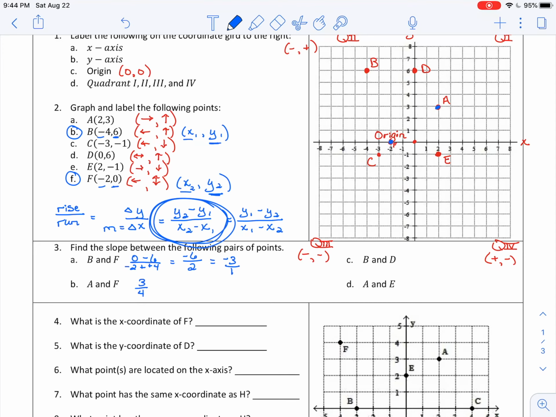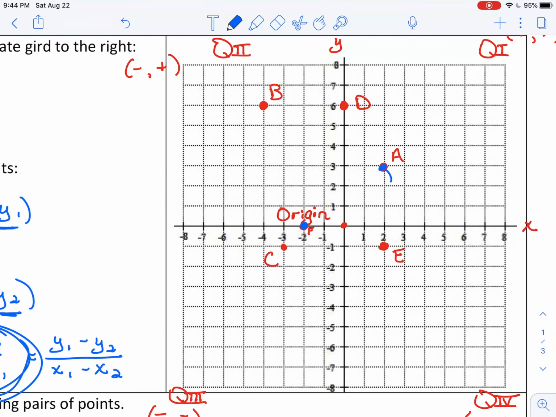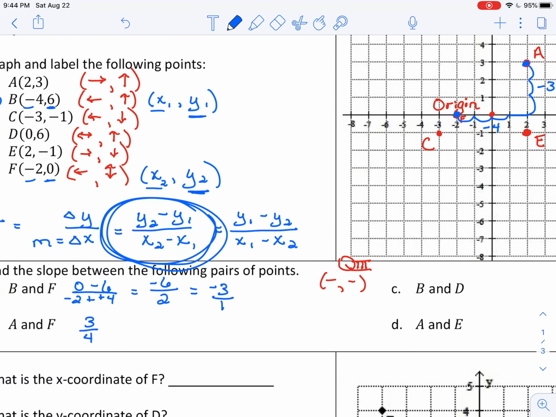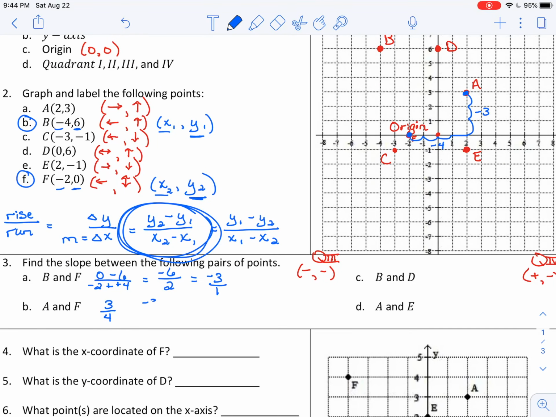Now, if, however, you're like, but it said A first, I want to start at A. Knock yourself out, start at A. You're going to end up going down 1, 2, 3 boxes. Down is a negative direction, and then you'd be here. Then you would have to go over 1, 2, 3, 4 boxes, but I was going left, which is a negative direction. And when you put the rise of negative 3 over negative 4, you would still get positive 3/4 for your slope, because the points connecting F to A, if you look left to right, is in an increasing direction.